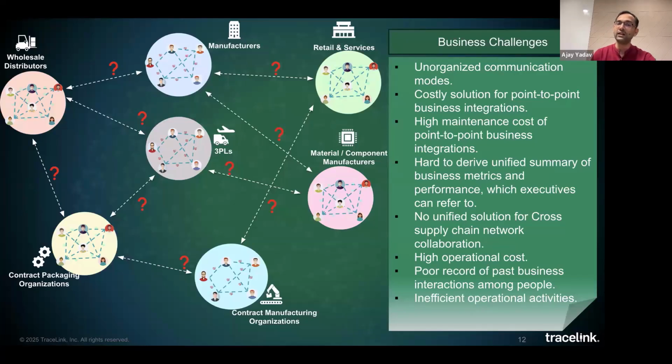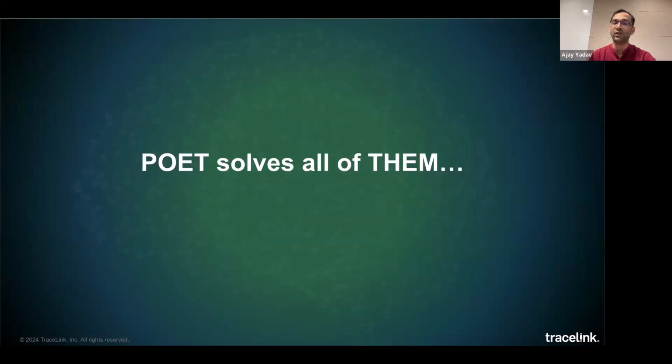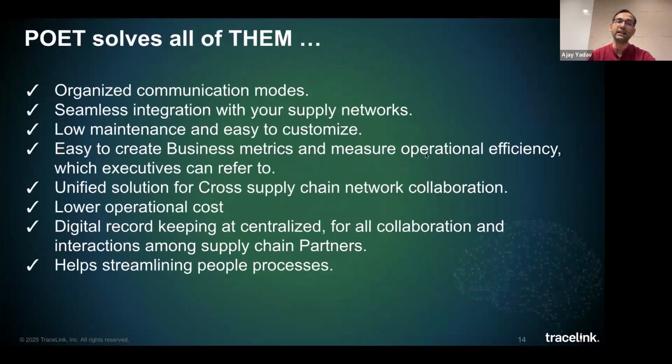So think of it from a large-scale perspective, and this is where Poet adds value. Poet solves all of them. It provides a streamlined communication mode without the need to build point-to-point integrations. Which means if you have Poet, your partners or network entities don't really need to use Poet or be on Poet. Poet exposes multiple integration points through which your partner can still participate, updating or interacting with your process without even logging into the application. And there is no need for point-to-point integration either.